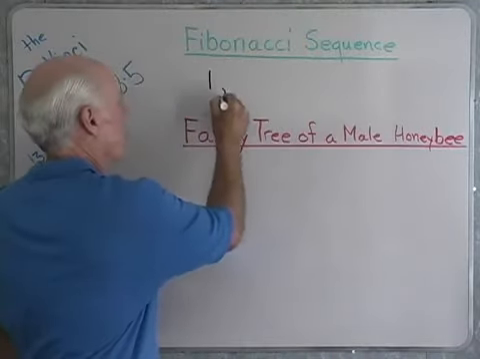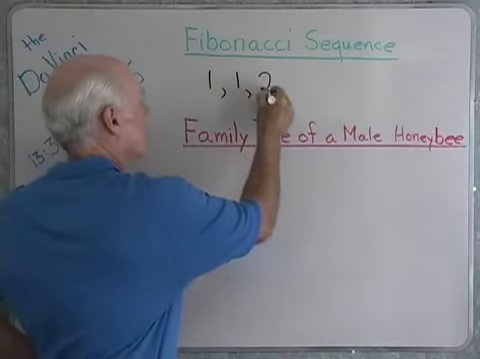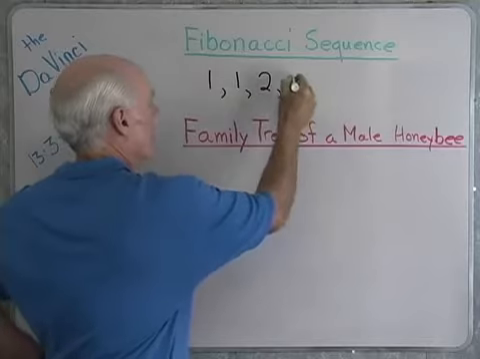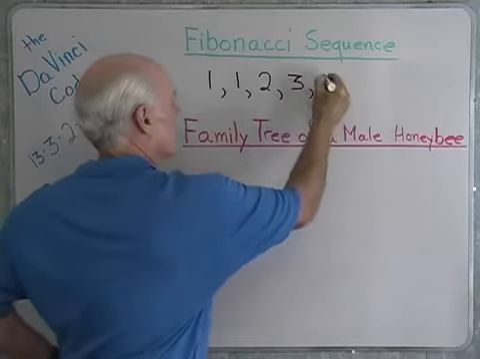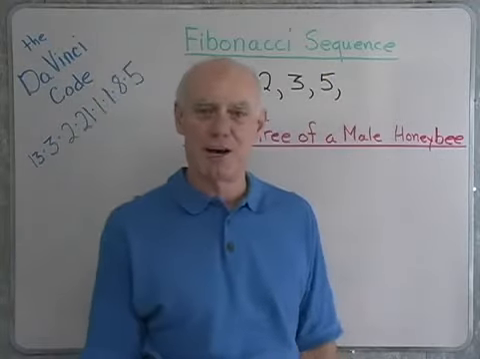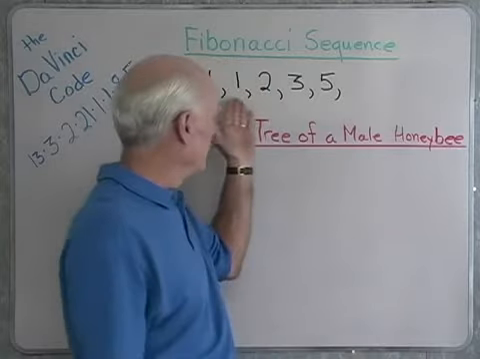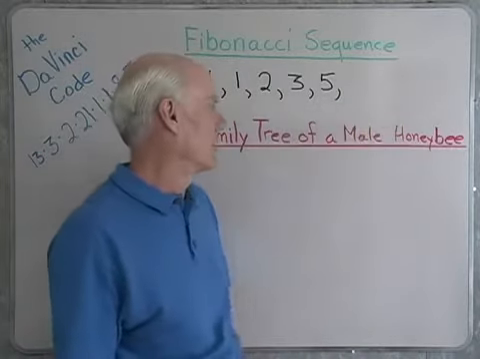The Fibonacci sequence looks like this. The first number is a 1, the second number is a 1, the third number is 2, the fourth number is 3, and the fifth number in the Fibonacci sequence is 5. And the sequence continues on in that pattern forever. Now, you can look at this sequence right here and try to decide what's the best number to come next, what do you think it's going to be.